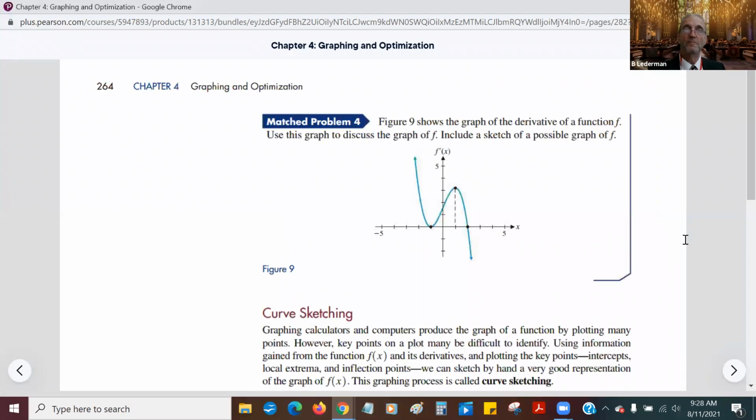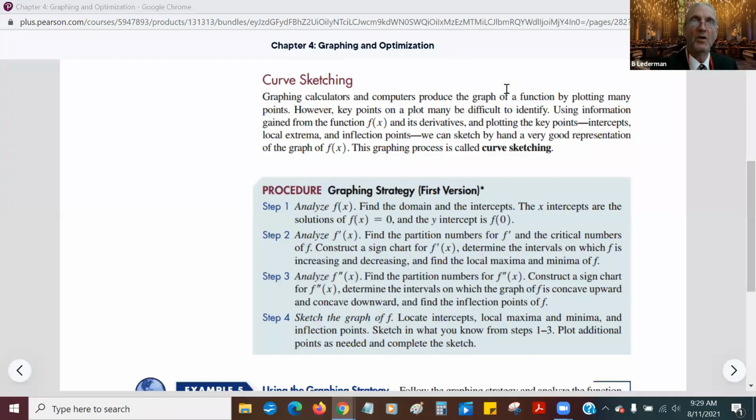Okay, let's look at another problem now. So now we're going to get to something called curve sketching, meaning that we're going to look at the information that we can get from a first derivative and a second derivative and all this kind of cool stuff that we've been doing, and use all that to figure out what the graph of a function looks like.